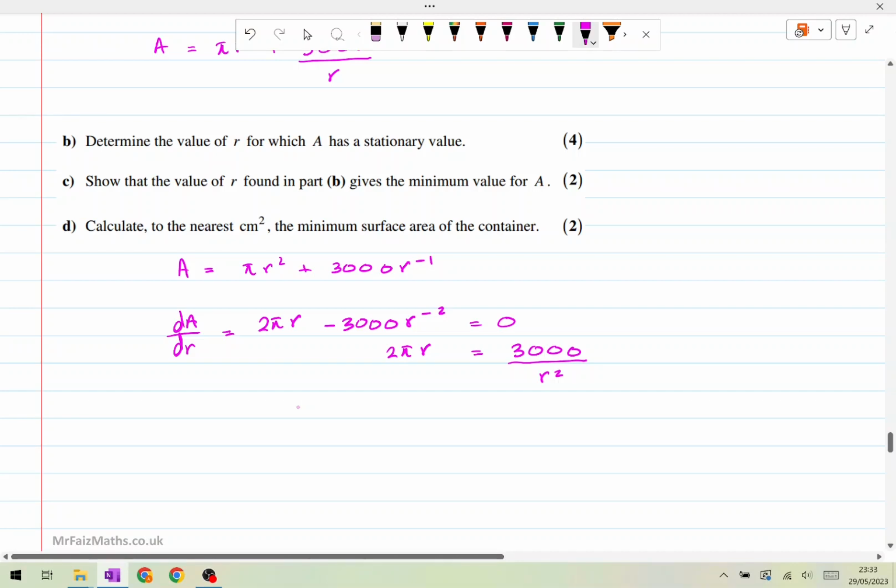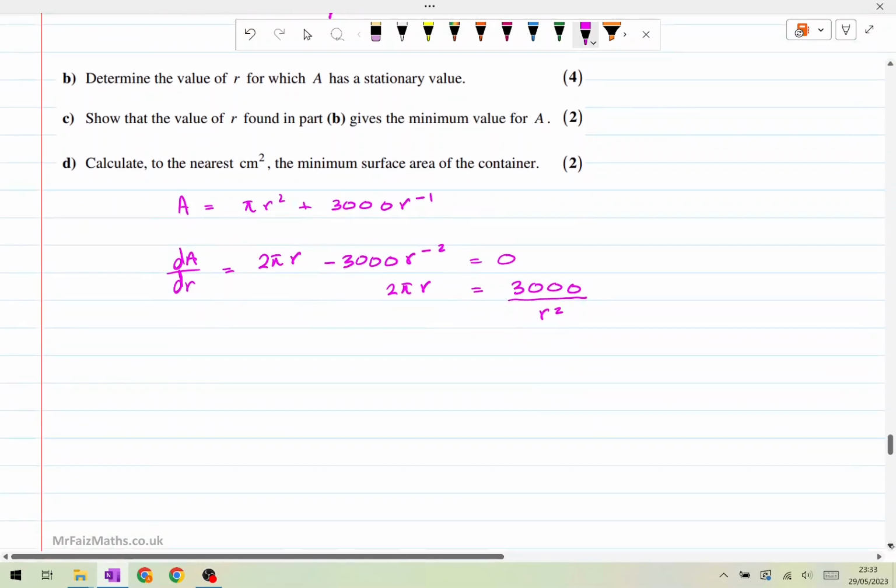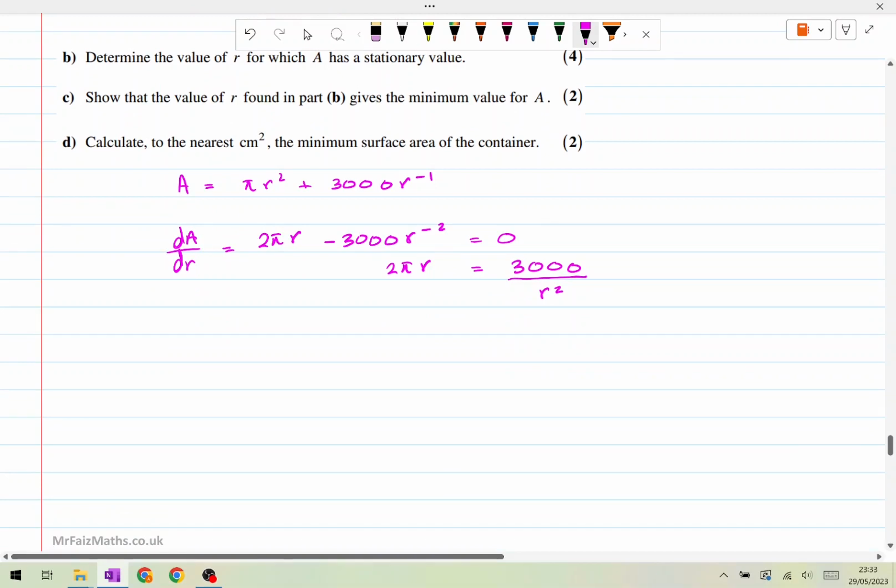So here what we're trying to do is make r the subject. So what we'll need to do here is multiply r squared onto this side. So that will make that r cubed. And this 2 pi term, I'm going to divide it onto the right hand side. So I'm going to say this is 3000 divided by 2 pi.